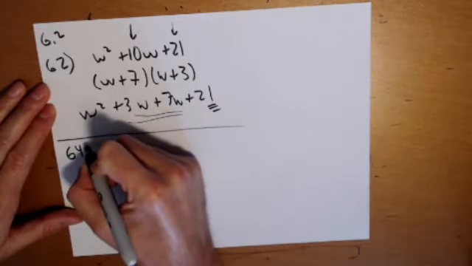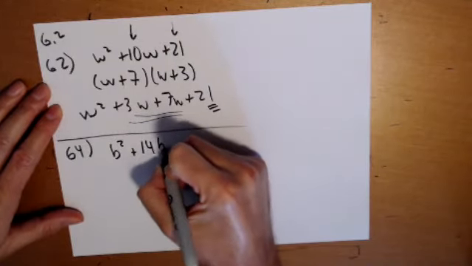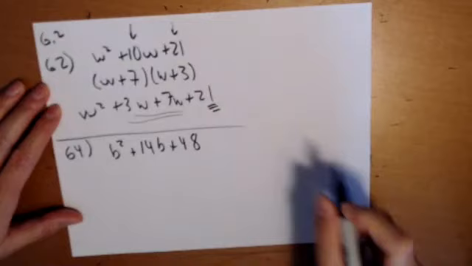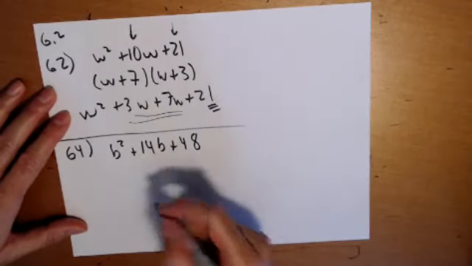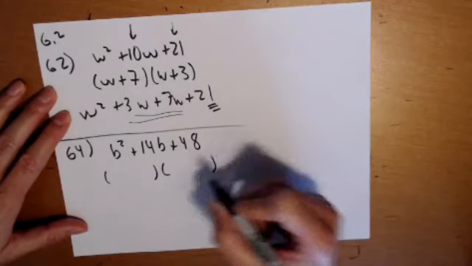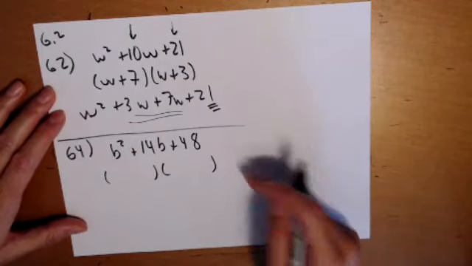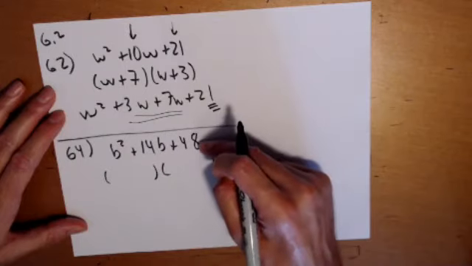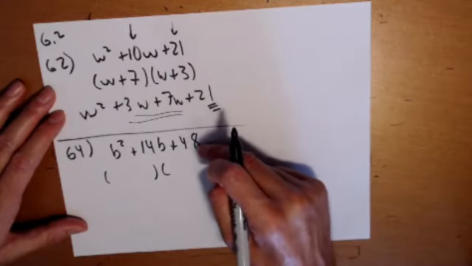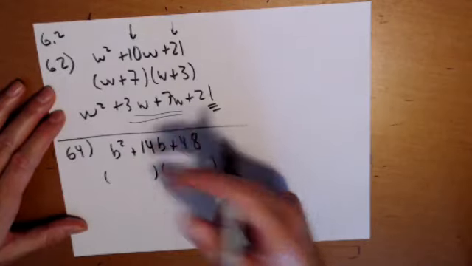So number 64, b squared plus 14b plus 48. So what times what is 48, but adds up to 14? That's all they want us to do. So 6 times 8 is 48. What's 6 plus 8? 6 plus 8 is 14. Okay. So you could have said, okay, 1 times 48. Does that add up to that? No. 2 times 24. Nope. 3 and 16. Nope. 4 and 12. Nope. 6 and 8. Aha.